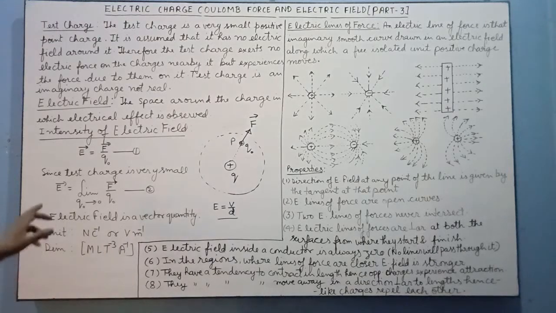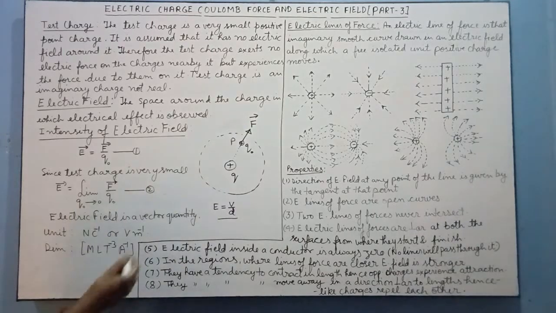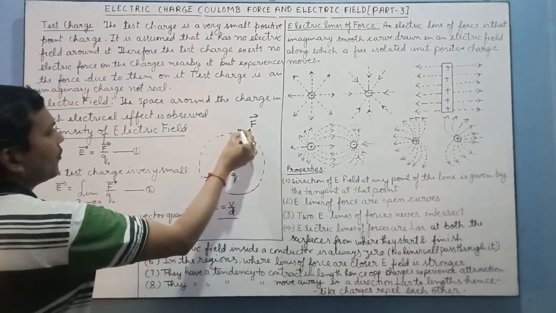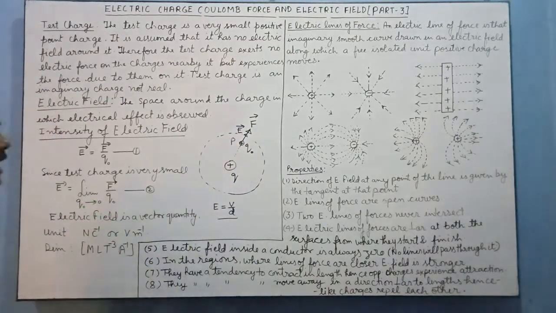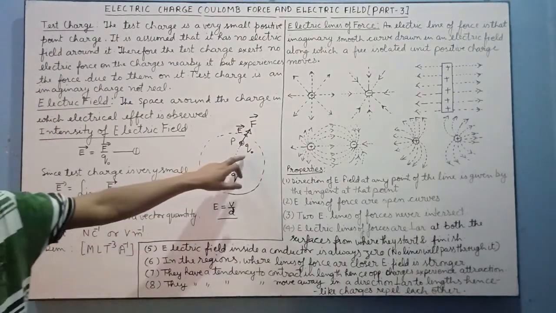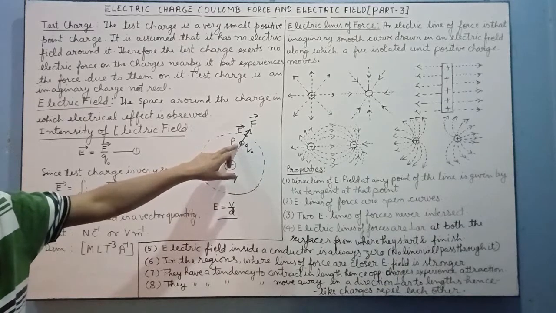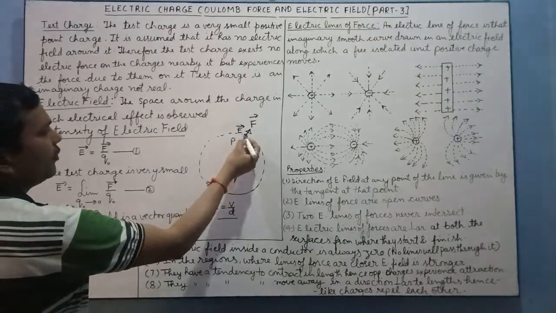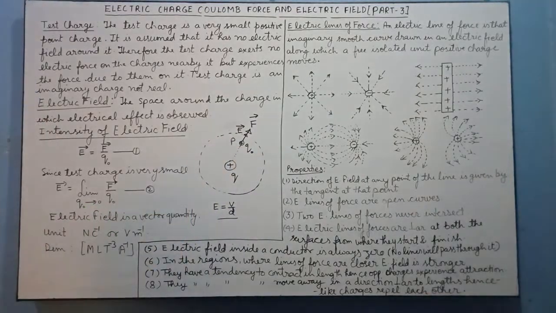Now how will you find the direction of electric field? The direction of electric field is always along the direction of force acting on the test charge at that point. So here at point P, the direction of electric field will be along the direction of F, that is the force acting on the test charge at that point.